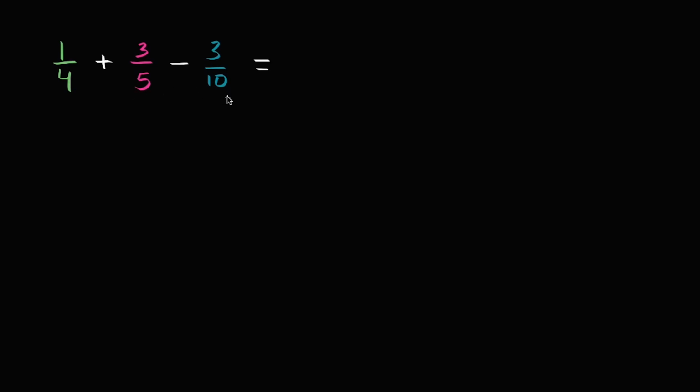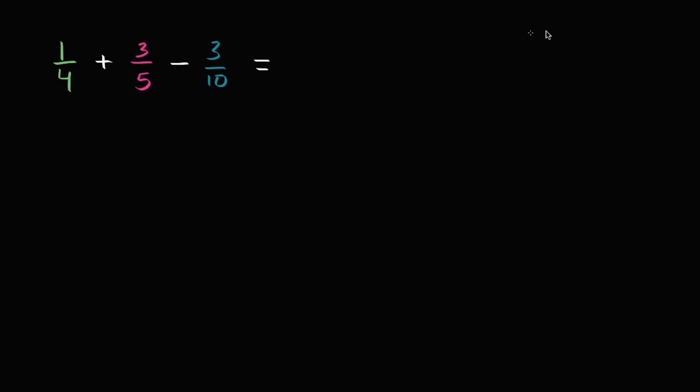So in order to add and subtract them in a reasonable way, we want to rewrite them so they all have the same denominator. So what we really want to do is find a common multiple of 4, 5, and 10. And like I always say, we could use any common multiple, but it simplifies things a little bit if we use the smallest common multiple, or the least common multiple.